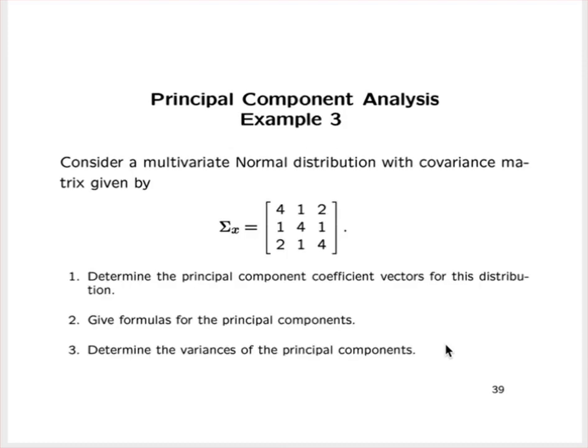Now in example 3, we've got a three-dimensional response. So it's got a covariance matrix that has 3 rows and 3 columns, and you see this covariance matrix here. We're again going to answer the same kinds of questions. Determine the principal component coefficient vectors for this distribution. Give formulas for the principal components, and then determine the variances of the principal components.